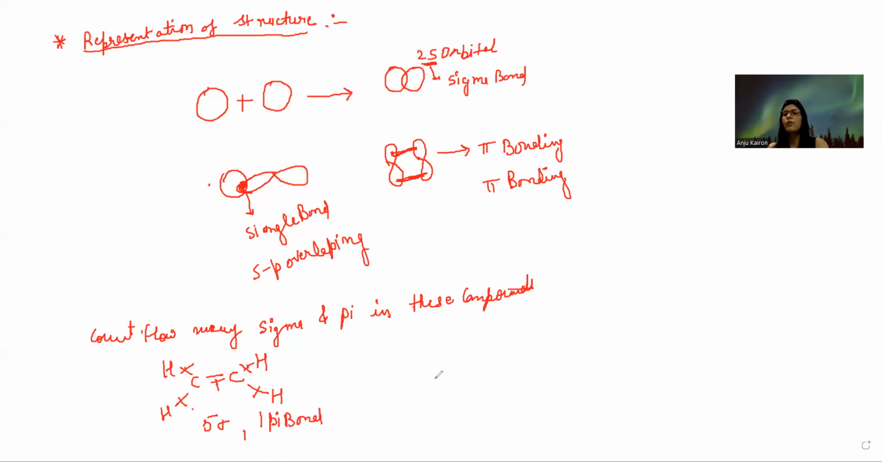Now take one more example. Let's suppose we have ethane. So we have 1, 2 pi bonds, and how many sigma bonds? 1, 2, 3 sigma bonds. All right, I hope you get the point.